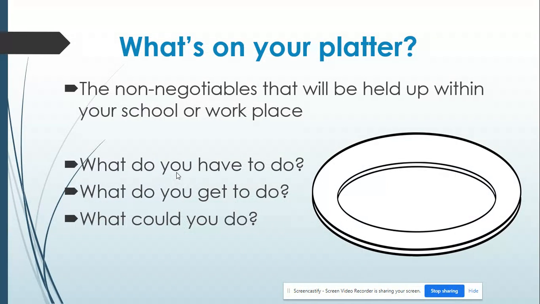Thinking about our workplace, we have to stop and wonder what exactly is on our platter. We have a lot of non-negotiables that are held up in our school and our workplace. What do you have to do? What do you get to do? And what could you do? So I'm going to add another layer to that. What does data allow you to do? Because a lot of times data pushes us into what we have to do, and it takes away from what we might get to do. And then we leave out that element of what could we do if we just knew.